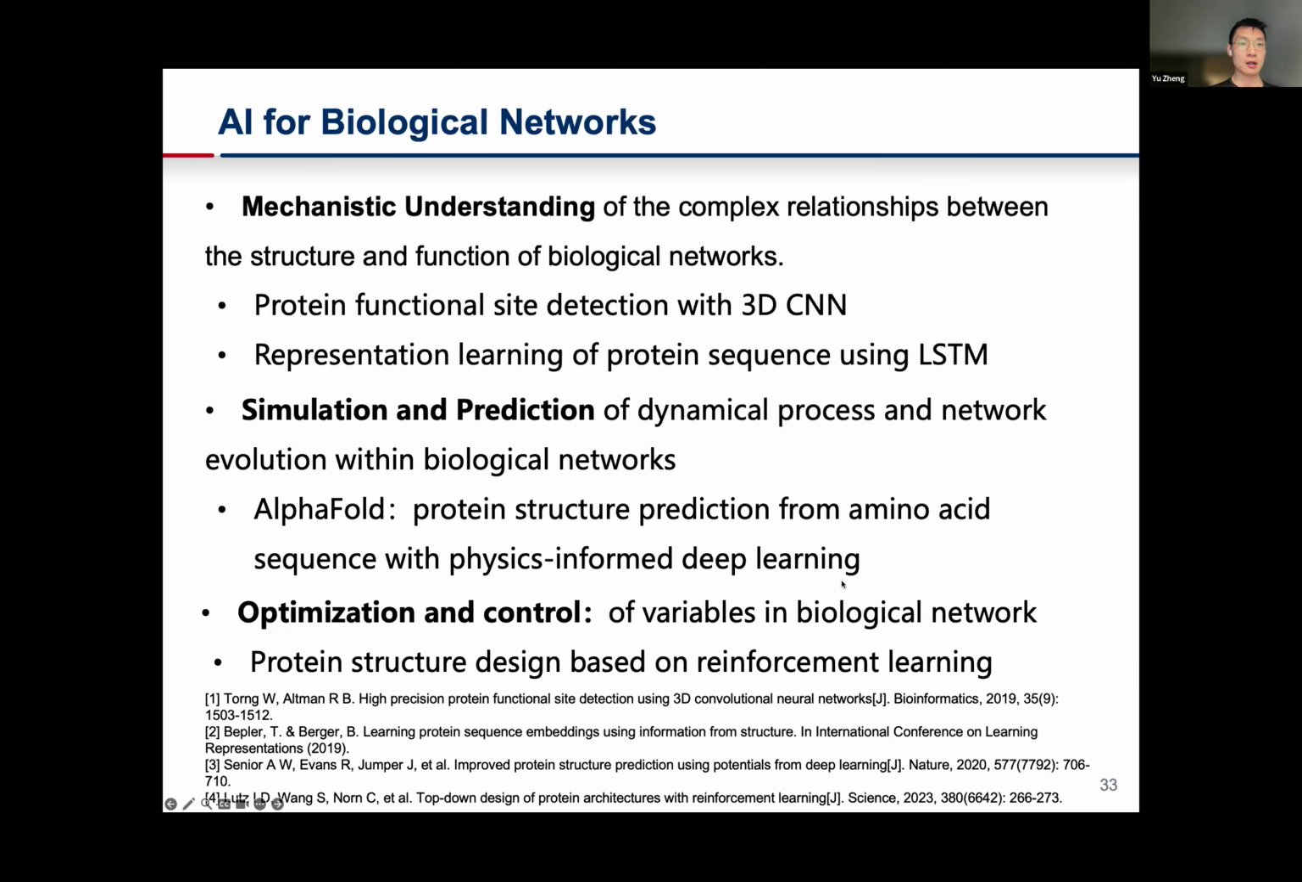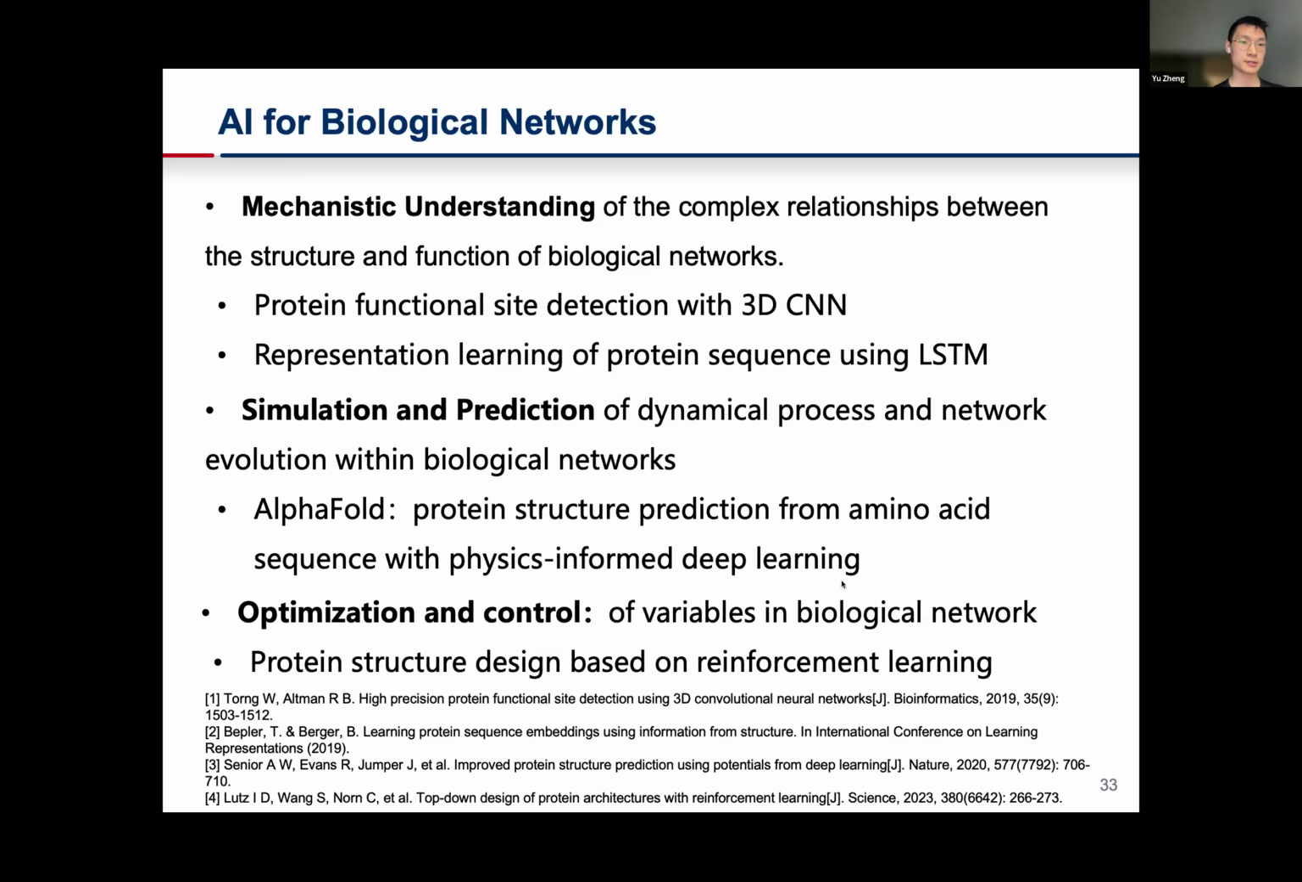In AI for biological networks, AI typically can play three roles in this domain. First is mechanistic understanding of the complex relationship between the structure and function of biological networks. For example, there are works using 3D CNN to perform protein functional site detection, and we can also perform representation learning of protein sequences using LSTM.